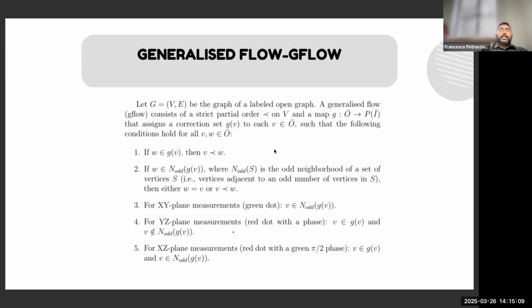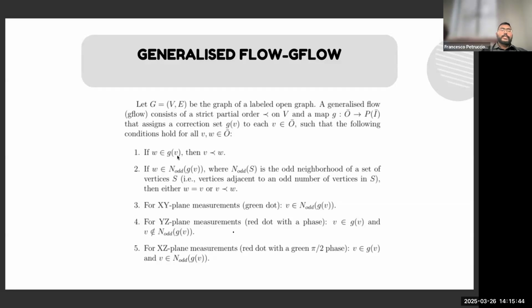So we have a labeled open graph. It's said to have generalized flow if it has a strict partial order on my vertices. And we are thinking of this as the order in which we need to do our measurements. And we have this map G that goes from non-outputs to subsets of inputs. So instead of assigning a correction vertex to a single vertex, we're assigning a correction set to that vertex. And these are the conditions we need.